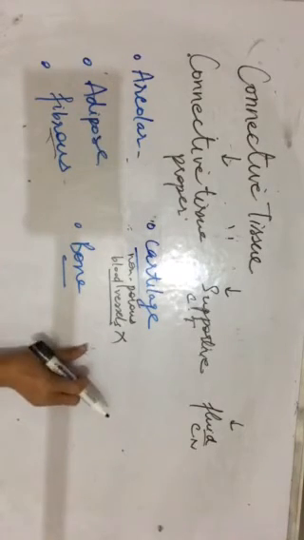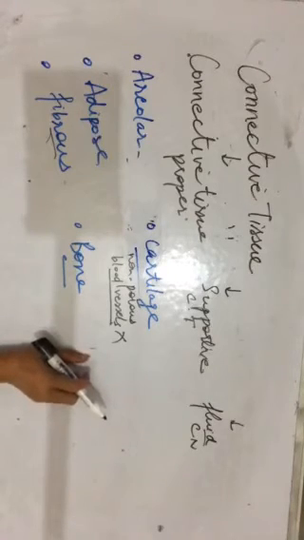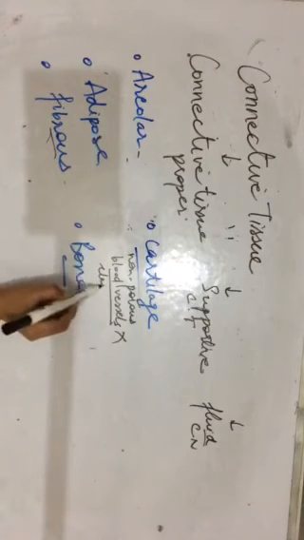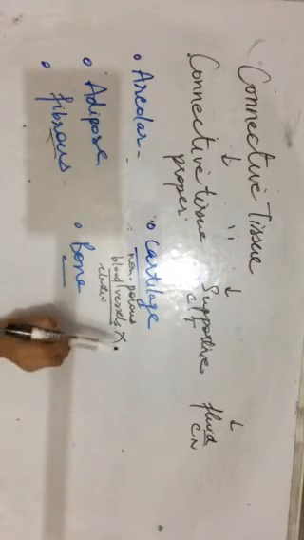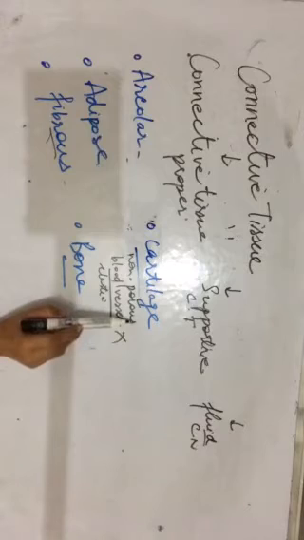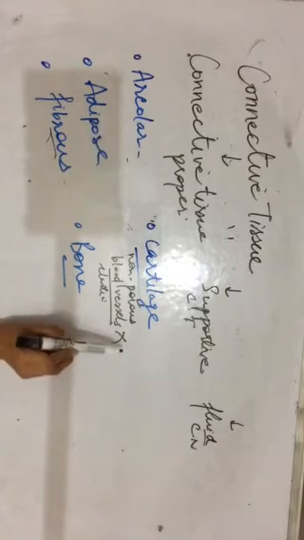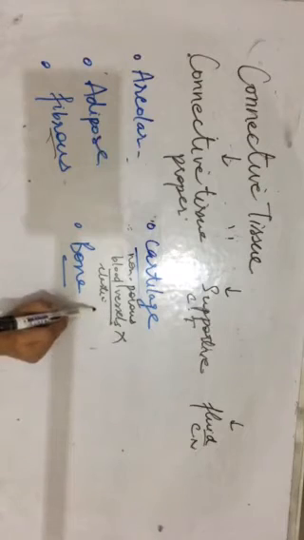Okay, and where they are present: on the tip of your nose, in your ears, at the ends of the long bones, and they are elastic. Cartilage is non-porous. They do not get blood supply, remember this, and they are elastic in nature.